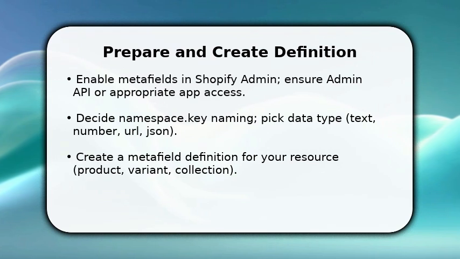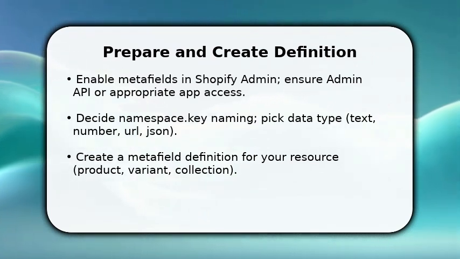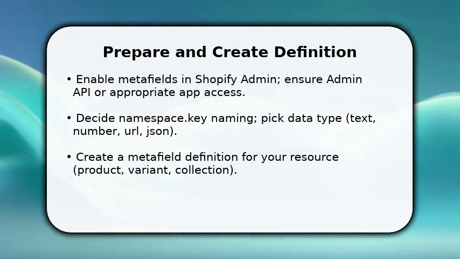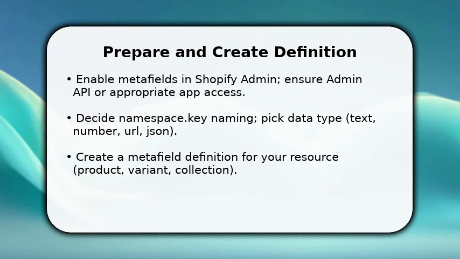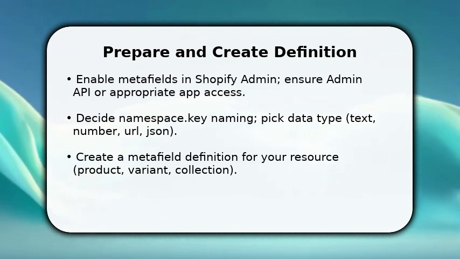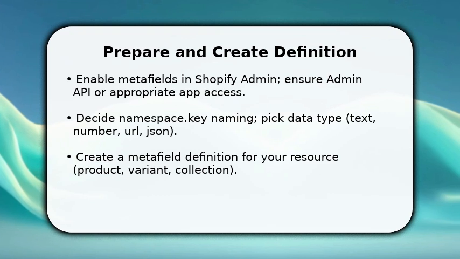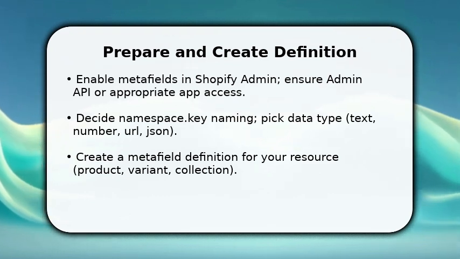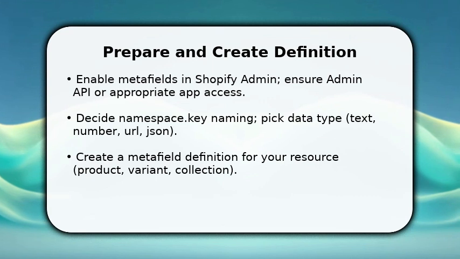Next, choose a clear namespace key so values don't conflict and pick the correct data type: text, number, file, or JSON. Then create a metafield definition for the resource you'll extend, like product or variant. This registers validation rules and descriptions, so every entry follows the same format. Once done, you're ready to add values.